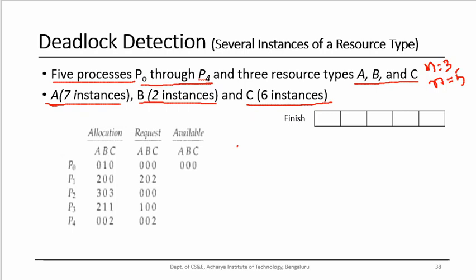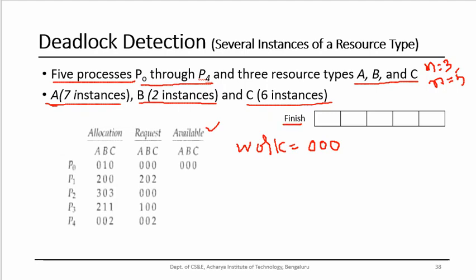So in the first step of the algorithm, what do we do? We simply assign available to work. So what is available here? It is 0, 0, 0. So therefore this is assigned to work.